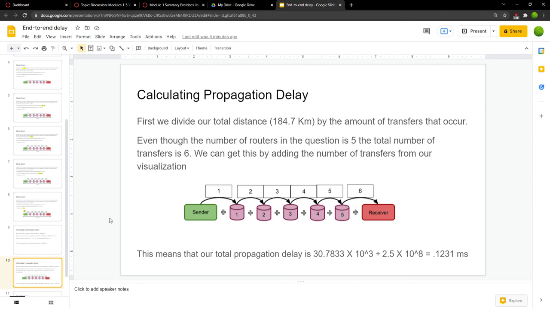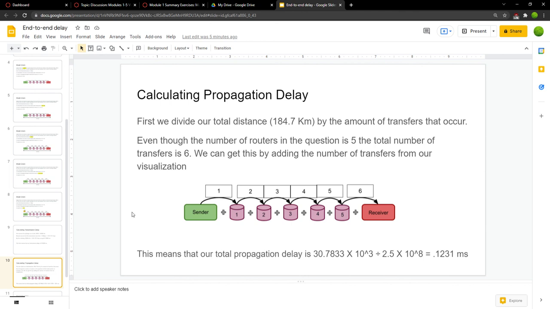Next, let's calculate our propagation delay. First, we can divide our total distance by the number of transfers that occur. Even though the number of routers in the question is 5, the total number of transfers is 6. We can get this by looking at our visualization and noticing the gaps or transfers that have to happen between each of the 5 routers and our destination.